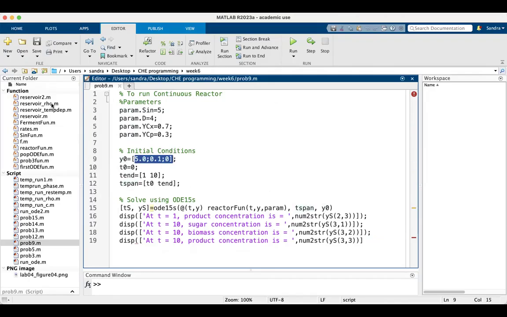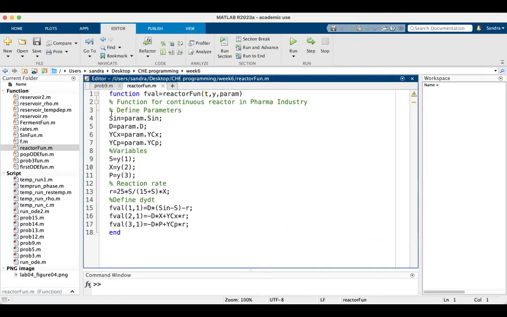Okay. Now going to the reactor fun, we have all the parameters here. The structure has been passed. From the structure, you take all the parameters, or else you can directly declare them here itself, SIN equal to, D equal to. And Y is a vector, right? So here there are three values.